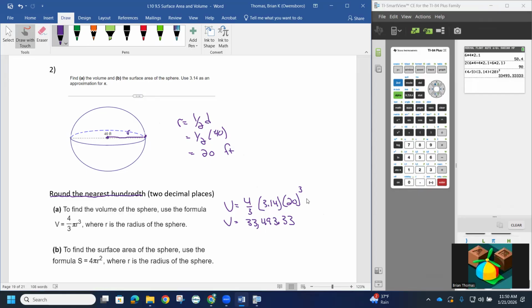Now we remember we have to do the units. Since they're talking feet and we're talking volume, volume is measured in cubics, or in this case, cubic feet. So make sure we put the correct unit of measurement there.